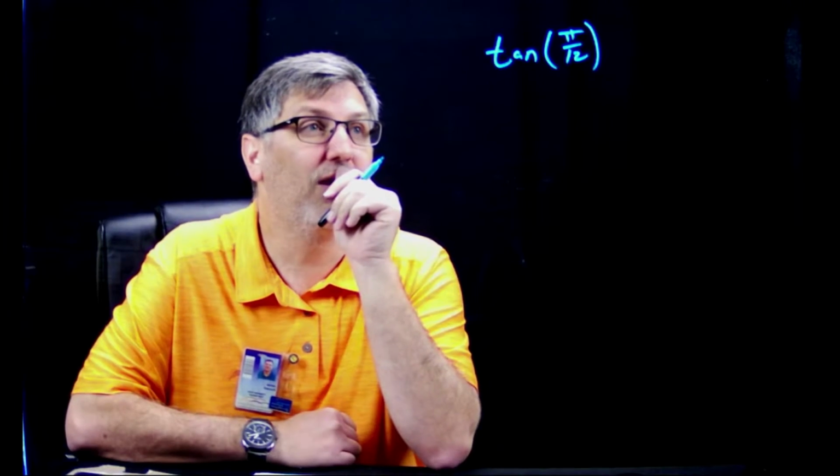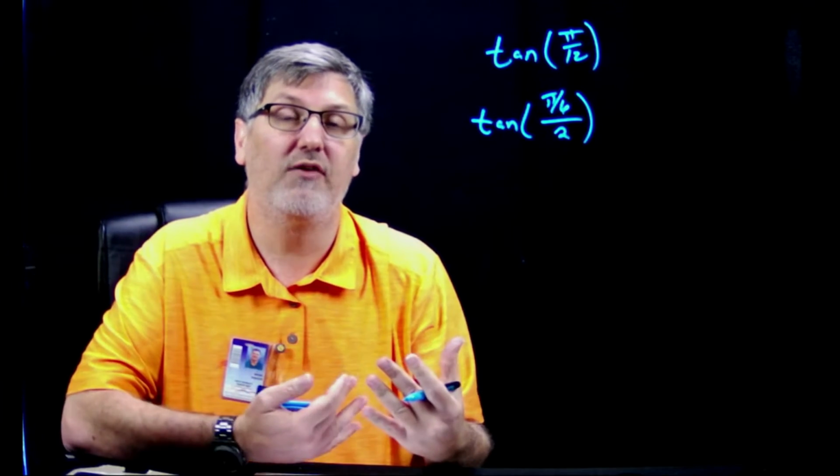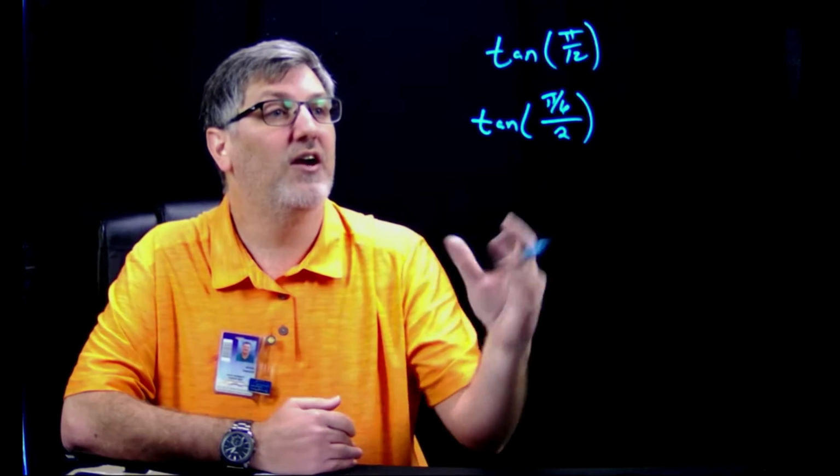And I could think, okay, well, what is half of pi over 12? Well, half of pi over 12 is pi over 6. Pi over 6 is on my unit circle. So I can actually say the tangent of pi over 6 divided by 2, this is still pi over 12. I'm just being a little creative with my math. And from here, I can use my half angle formula.